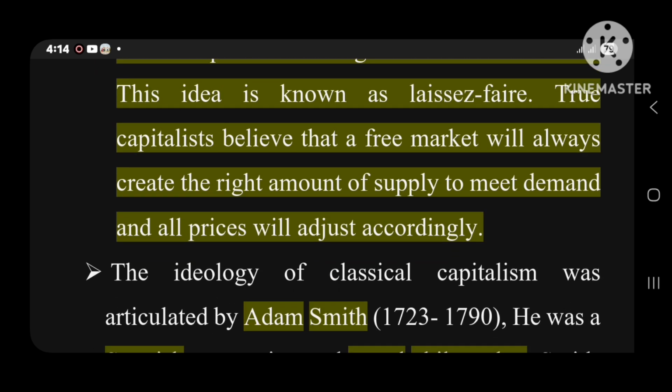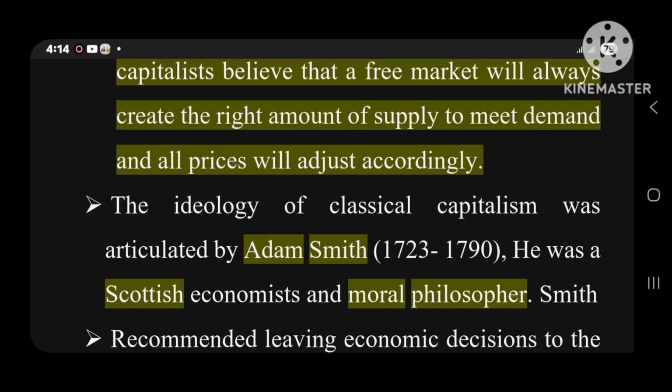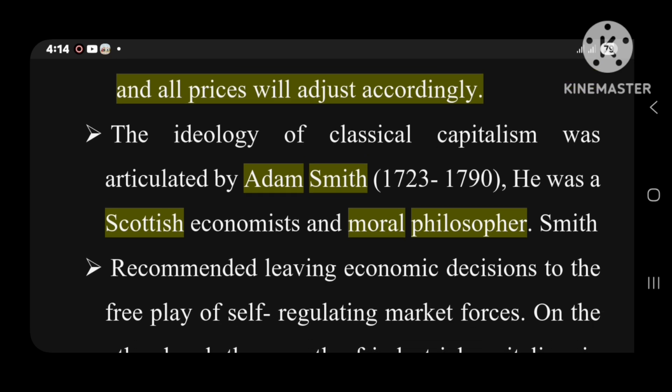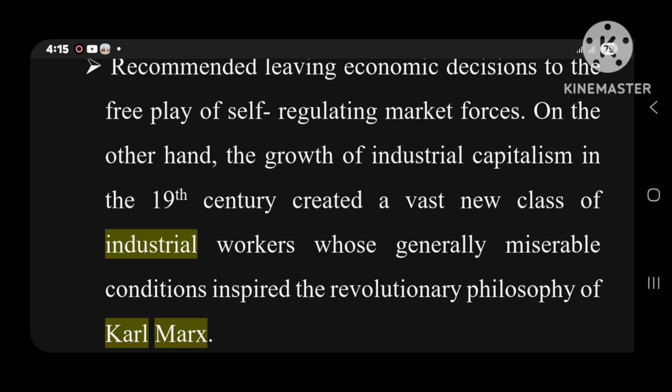The ideology of classical capitalism was articulated by Adam Smith. Adam Smith was a Scottish economist and moral philosopher. Smith recommended leaving economic decisions to the free play of self-regulating market forces, meaning a free market economy. The price is decided by supply and demand.